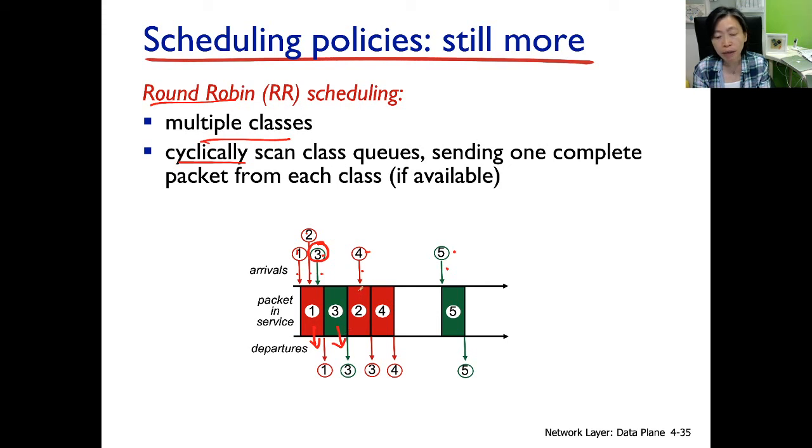Now, because the next rotation is the red packet again, we take packet 2. Then the next one should be green again, but because there's no green packet at all, we serve packet 4, and so on and so forth.